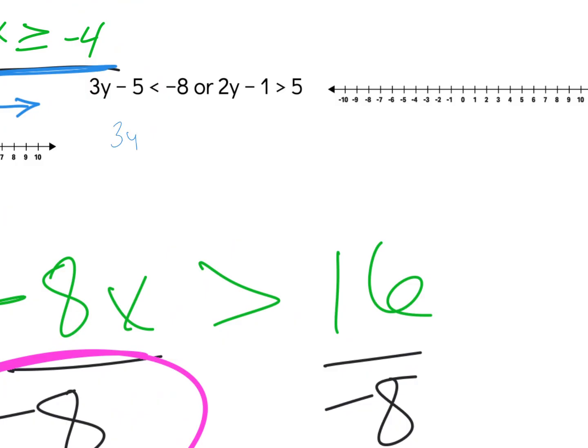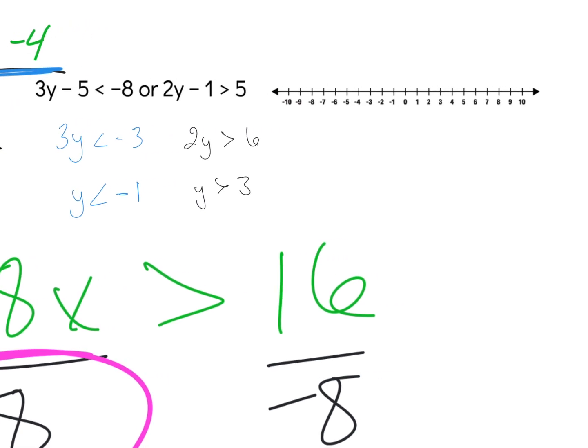Add 5 to get 3y is less than negative 3. Divide by 3 to get y is less than negative 1. Add 1 to get 2y is greater than 6. Divide by 2 to get y is greater than 3.